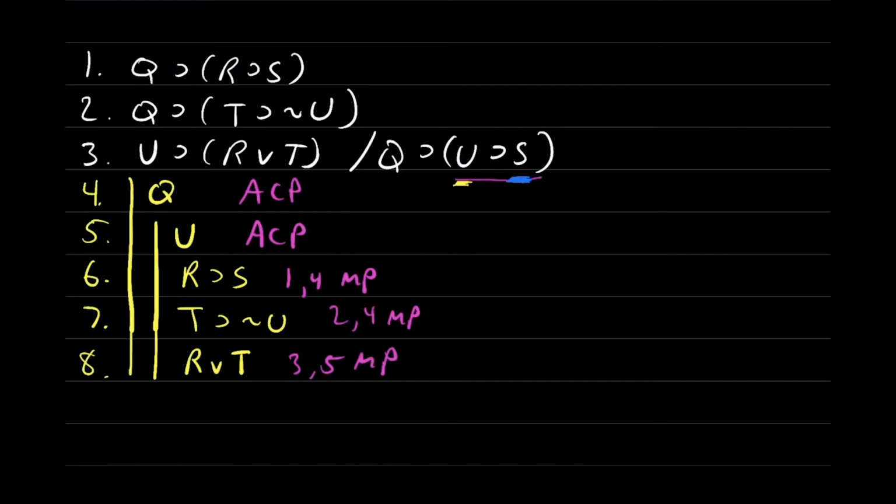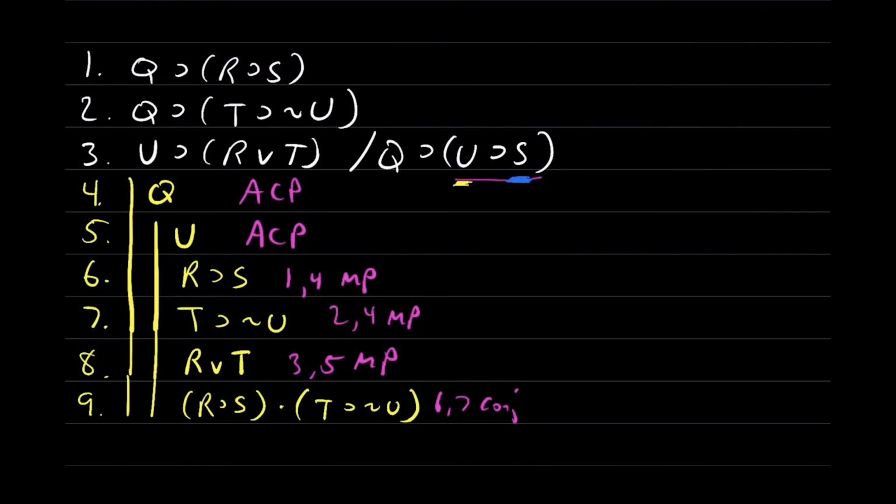What I see now is that I have a disjunction, R or T, but lines 6 and 7 tell me that each of those two terms implies something. R implies S and T implies not U. So I am going to set up a constructive dilemma. First thing I need to do is conjoin 6 and 7 together so it matches the form for constructive dilemma. So we have R implies S and T implies not U. And that's going to follow from 6 and 7 by conjunction.